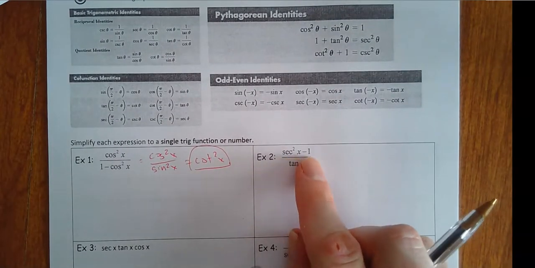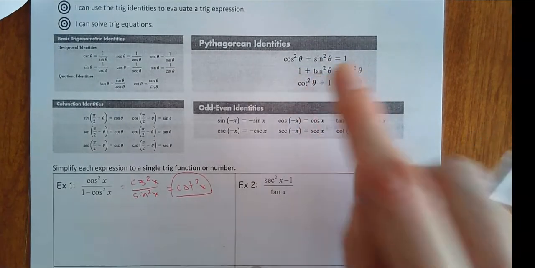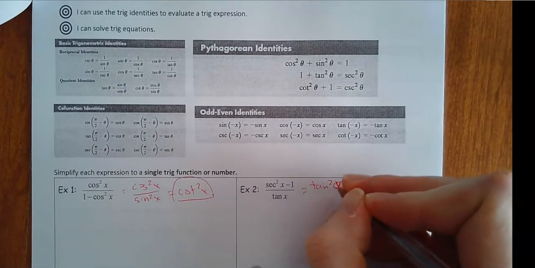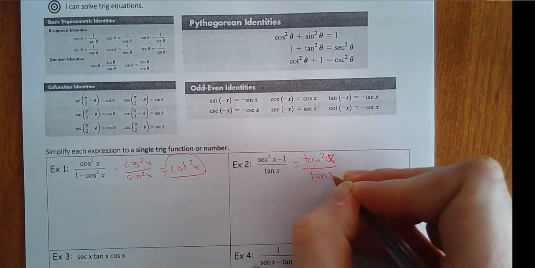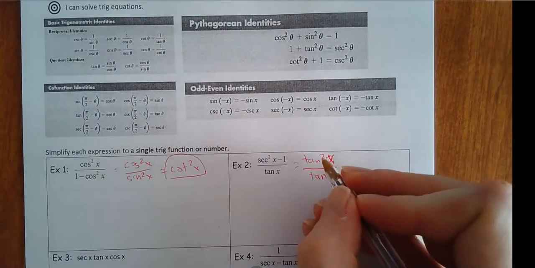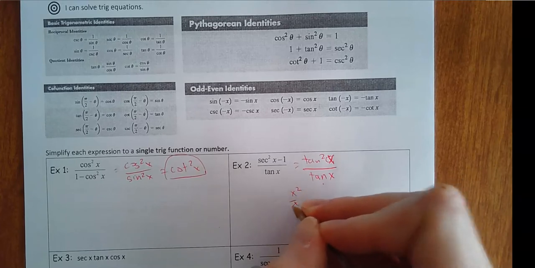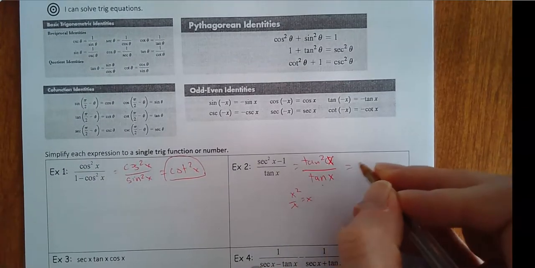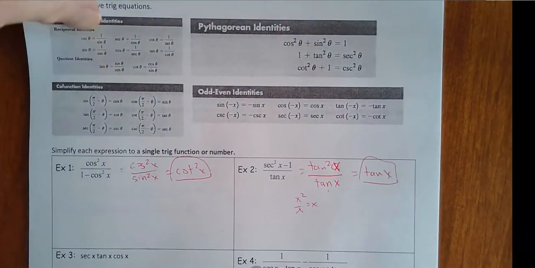Up here, secant squared minus 1. Well, think here's secant squared. If I subtract the 1 over, that would be tangent. So tangent squared x. I get kind of theta happy. I write theta for everything. I need to be careful. Over tangent x, and now this is tangent squared over tangent. So think of that as like x squared over x. Well, one of these would cancel one of those, so it's just going to be x. Well, this would just be tangent. So this would equal tangent x.